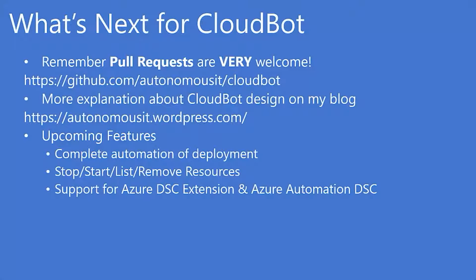Add support for Azure DSC extension and Azure Automation DSC. Once we've deployed our infrastructure, we still need to configure it. So adding the ability for Cloudbot to either push a DSC extension install and configuration, or register a VM with Azure Automation DSC, would give us that last step and really give us a nice automation for our deployment.